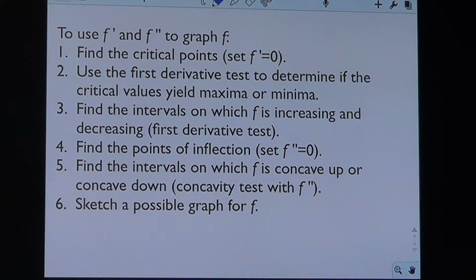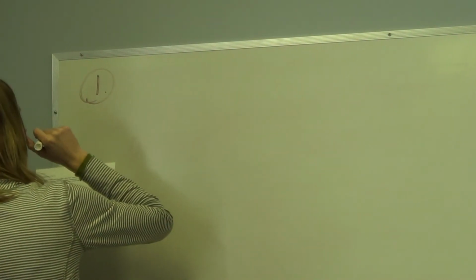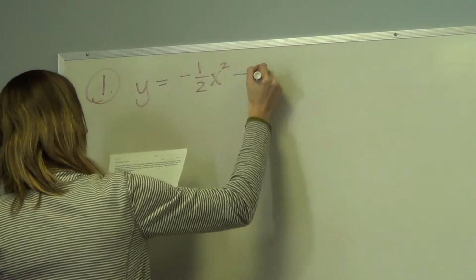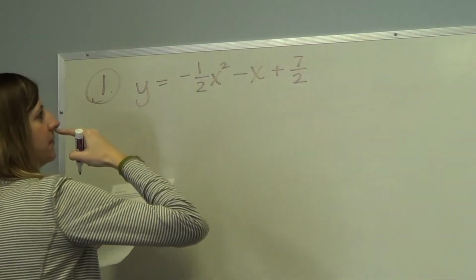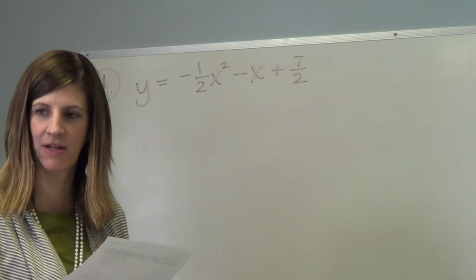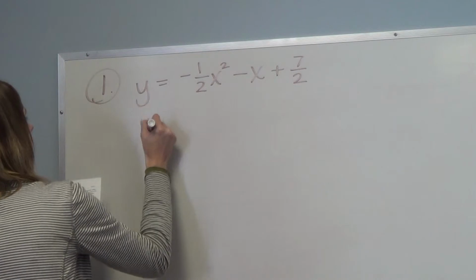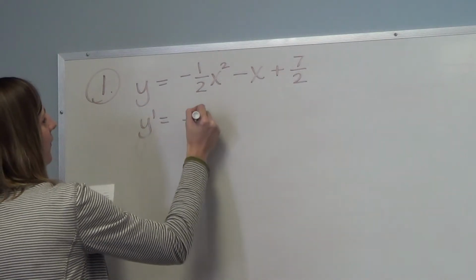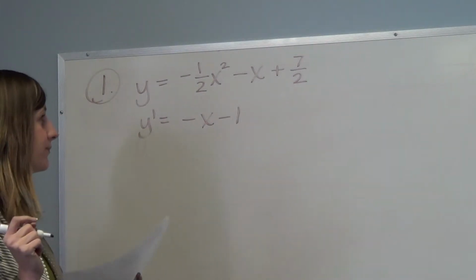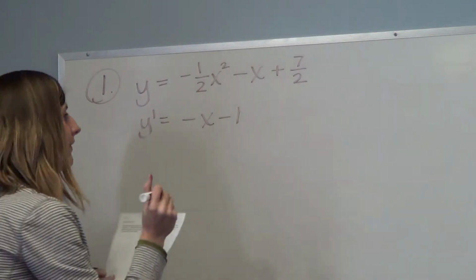So, let's do one together. Number 1. I would probably write that as -1/2 x squared minus x. Okay, so first we're going to find the derivative. So that would be -x minus 1. Put it to 0.